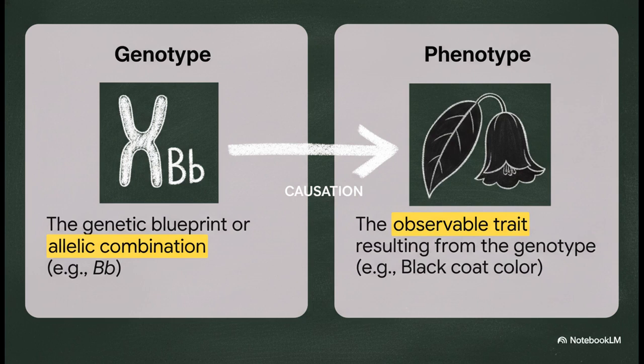Let's just make this crystal clear. Over on the left, you see the genotype. That's the internal genetic code, like big B, little b. And on the right, you have the phenotype, the physical trait you can actually see that results from that code, like a black coat color. So let's hammer this home. Genotype, that's the instruction manual. Phenotype, that's what you actually see. Getting that difference is, without a doubt, one of the most important things you'll learn.